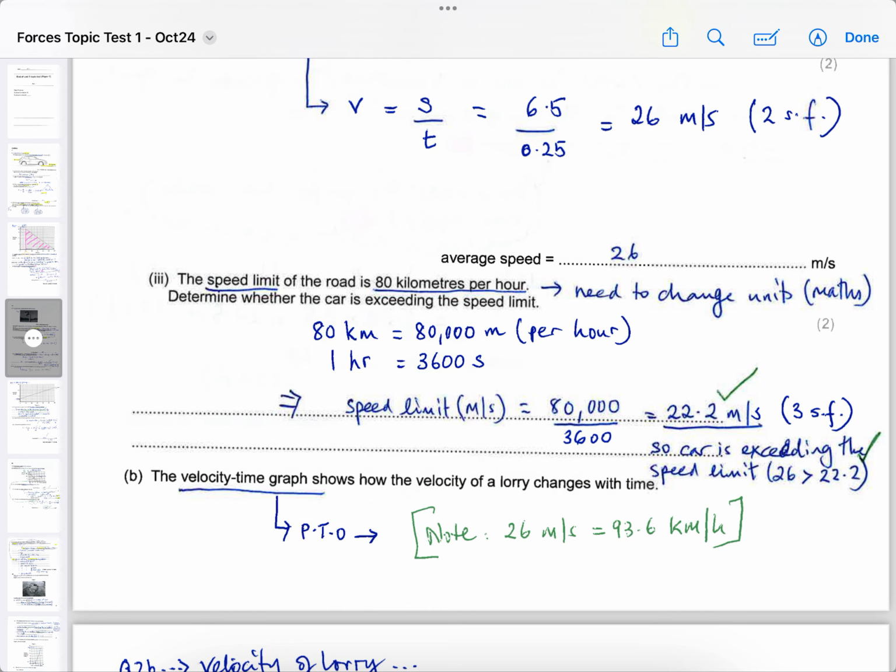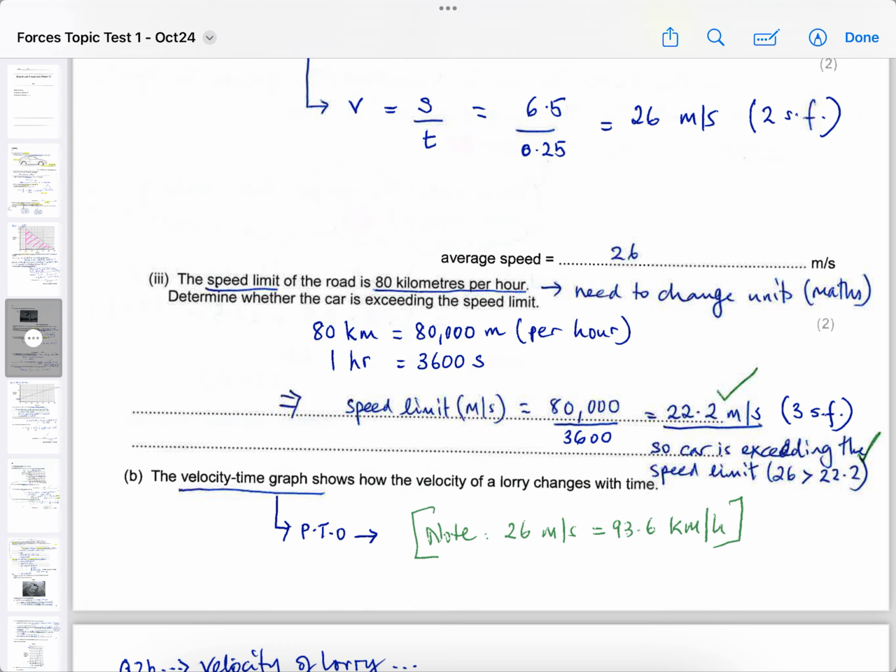So the car is exceeding the speed limit, because the speed we worked out in the part before was 26 meters per second, which is greater than the 80 kilometers per hour speed limit, which would be the equivalent of approximately 22 meters per second. I kept it as 3 significant figures just to make sure.